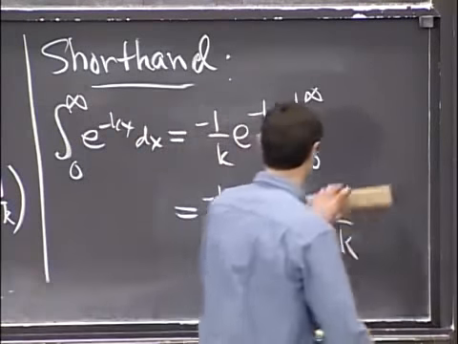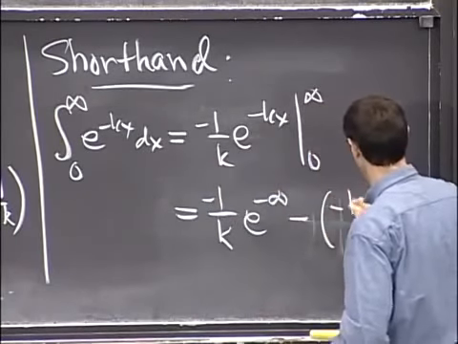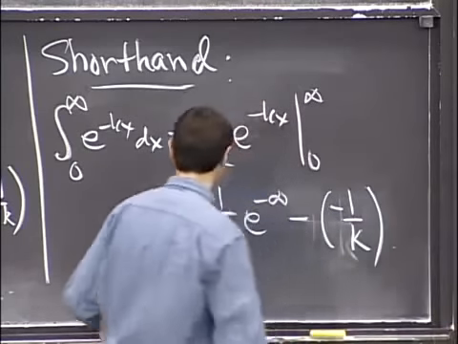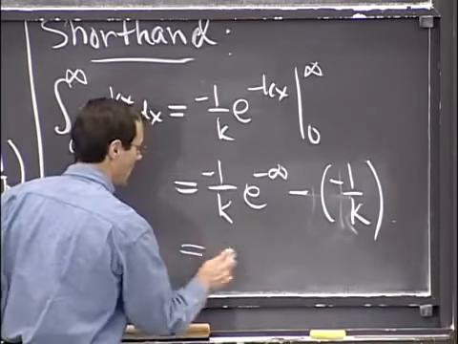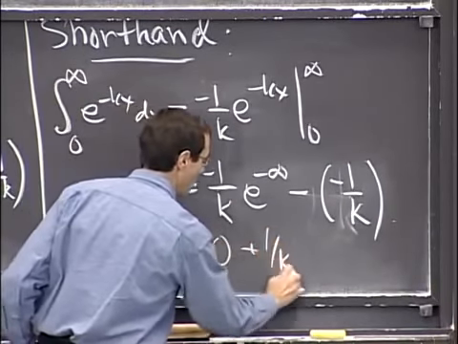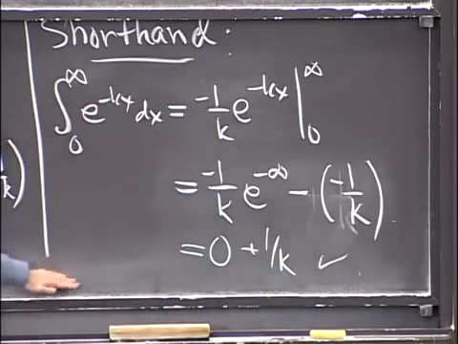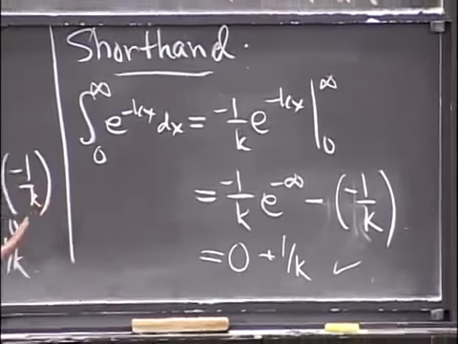Minus a minus 1 over k. Let me write it the same way I did before. All right? And that's just equal to 0 plus 1 over k, which is what we wanted. All right, so this is the same calculation, just slightly abbreviated.